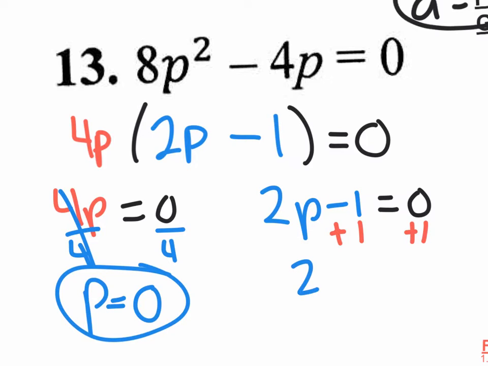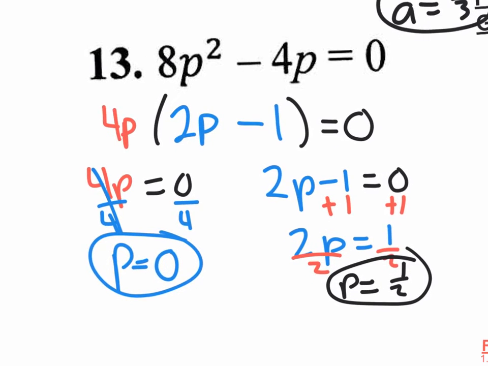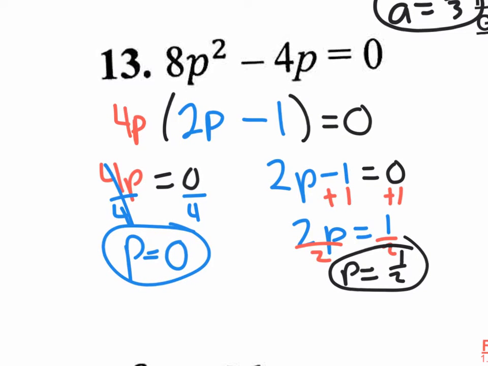The other one, let's add 1, plus 1 here, plus 1 there. You're going to end up with 2P equals 1. Final step would be to divide by 2, which means that P equals 1/2. So we have those two answers for number 13. What do you think? That's when the left side of the equation is not factored. You have to factor it first. Why do we factor? So we could get something times something equals 0. That way we could split it using the zero product property and solve both easy equations.